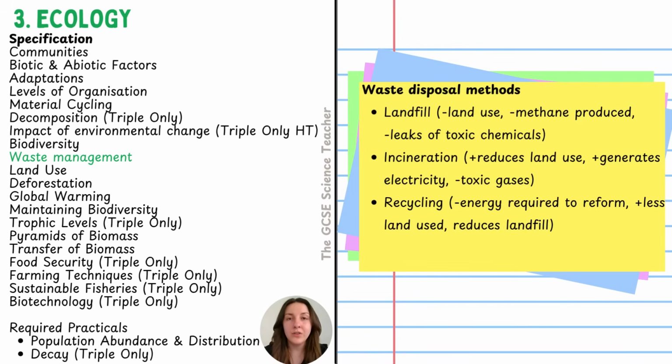Waste disposal methods include landfill use. This is using a lot of land for landfills, which is a negative. Also, methane can be produced, and also toxic chemicals can leak out of landfills.